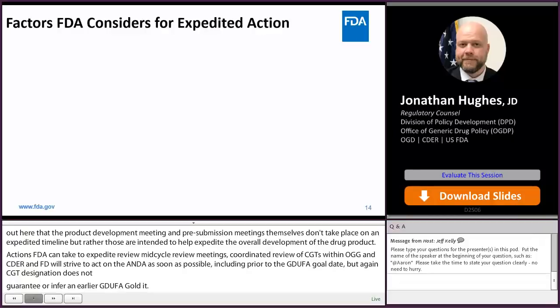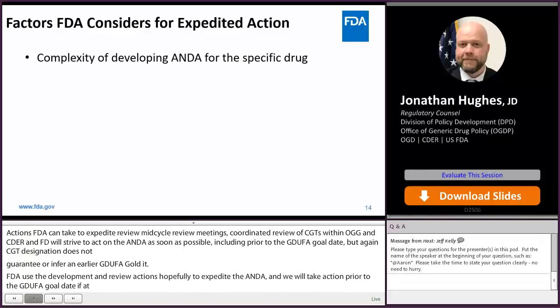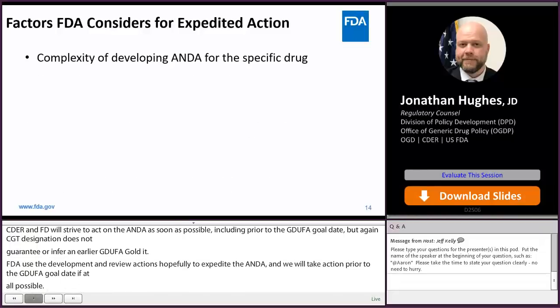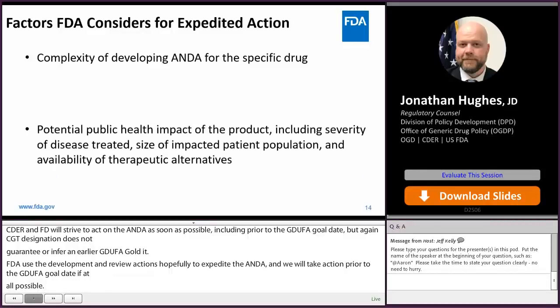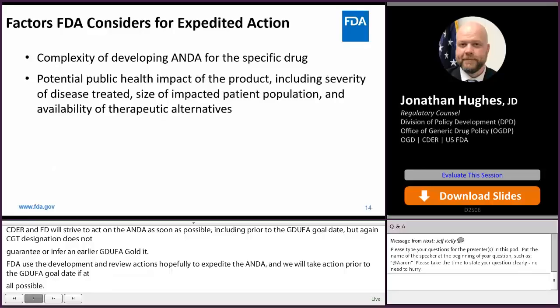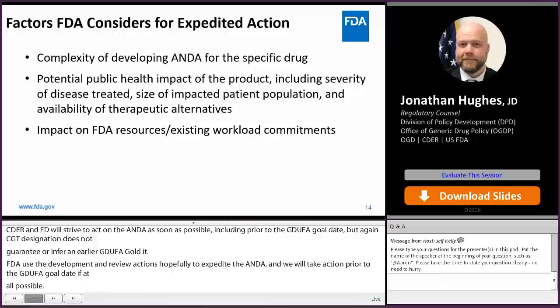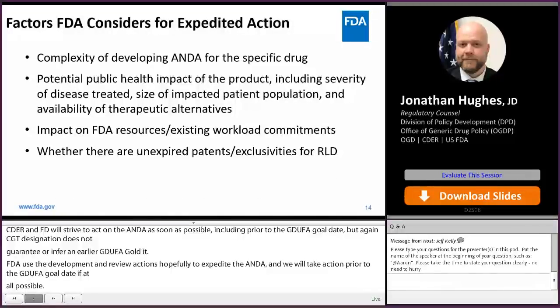So we wanted to list the factors that FDA considers when we're looking at taking expedited action. One is the complexity of developing the ANDA for that specific drug, the potential public health impact of the drug product, including the severity of the disease that's being treated, size of impacted patient population, and availability of other therapeutic alternatives, and of course the impact on FDA resources and existing workload commitments, and whether there are any unexpired patents or exclusivities for the reference listed drug.